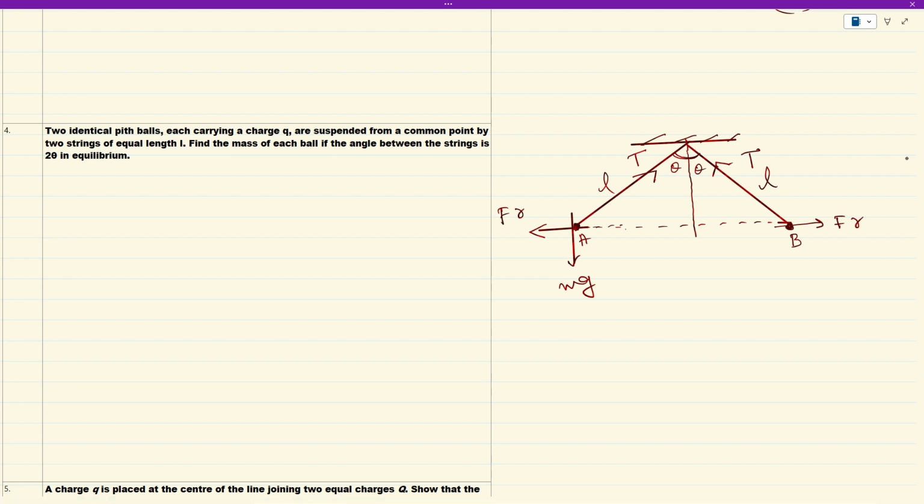So this tension you resolve into components. If you have taken this angle theta, this is 90 minus theta. That's why I am taking a different diagram, not like the previous one. The tension component this way is T cos 90 minus theta, and this way it will be T sin 90 minus theta, that is T cos theta. You all understand? Similar is the case for this bob also, with mg acting downward.